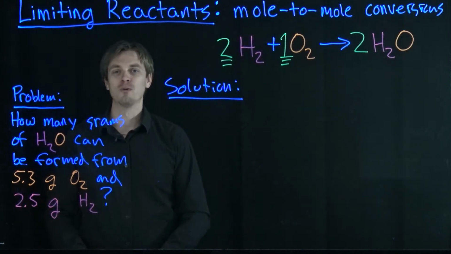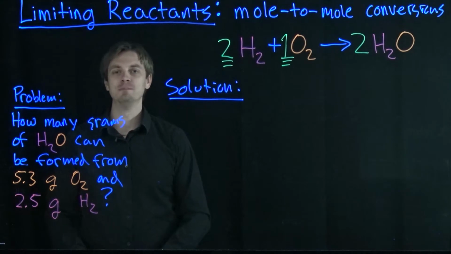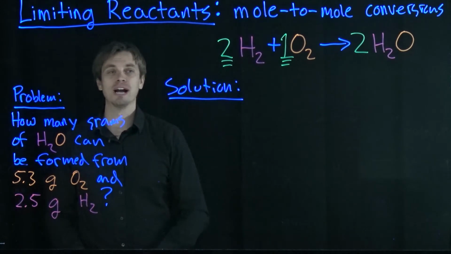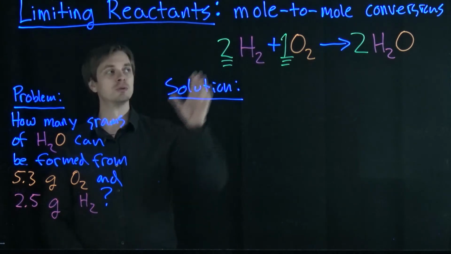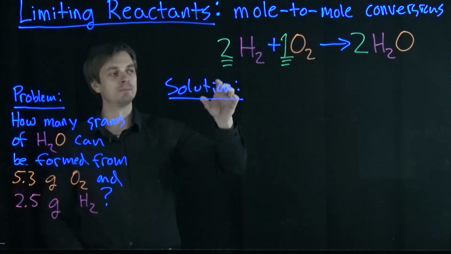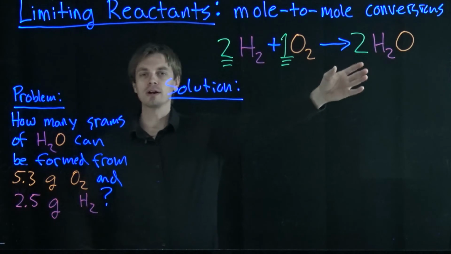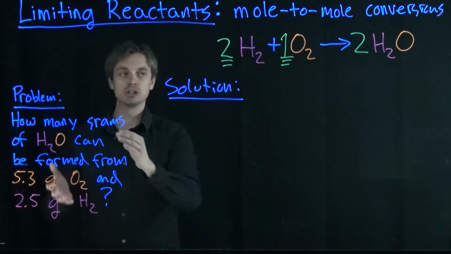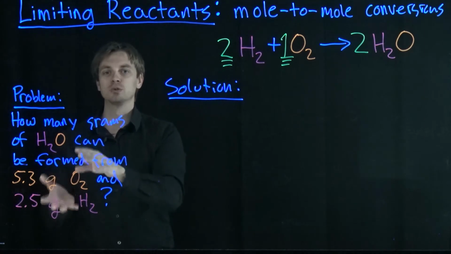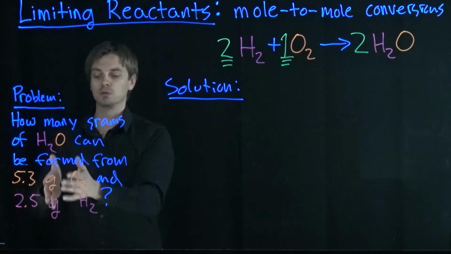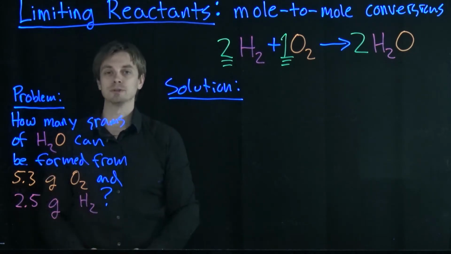Welcome back to our fourth and final video in the mini series on understanding limiting reactants. In this final video, we're going to explore how we can use the mole-to-mole conversion concept to determine how much product we're going to form given an initial amount of two reactants, but this time the amount of reactants is going to be given to us in mass quantities, in this case grams.